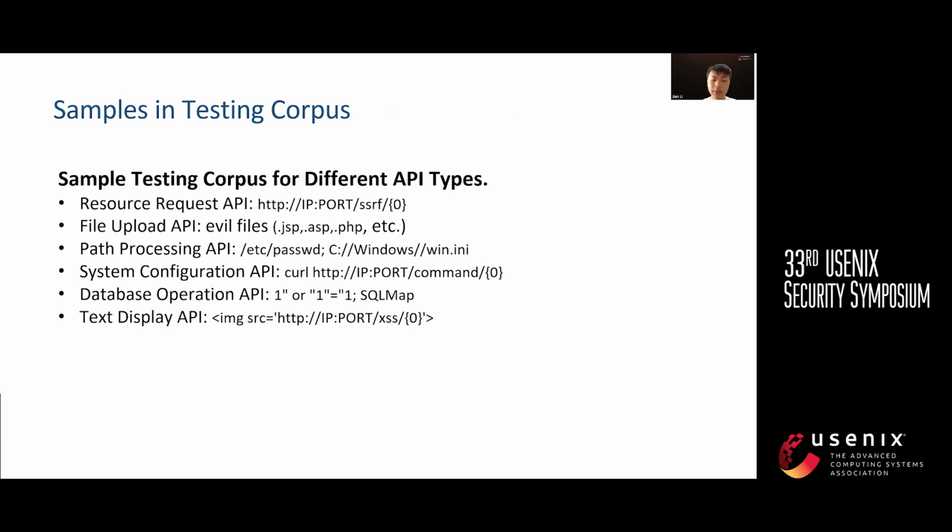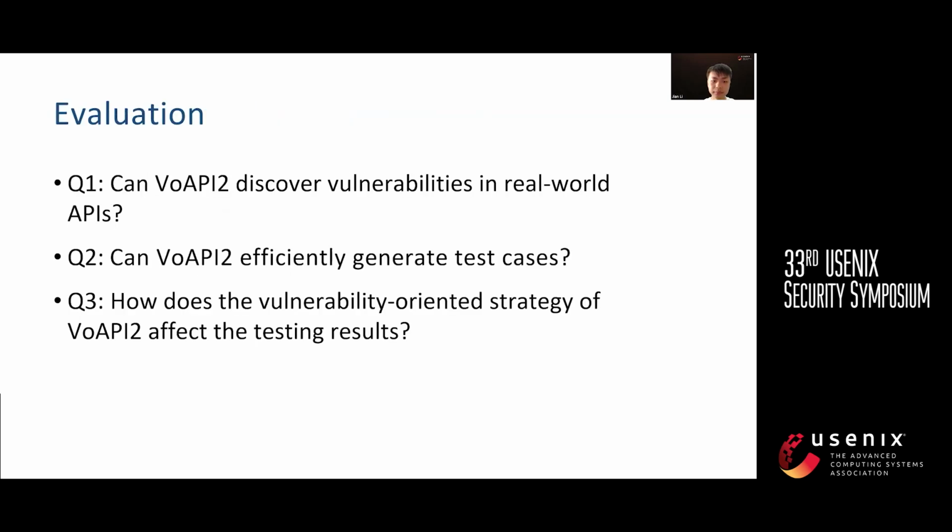There are some samples in our testing corpus. We use different corpora for different API types. To evaluate, we ask three questions. Can VOAPI discover vulnerabilities in real-world APIs? Can VOAPI efficiently generate test cases? And how does the vulnerability-oriented strategy of VOAPI affect the testing results?